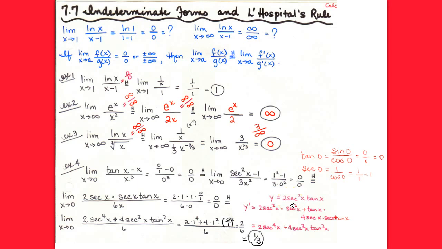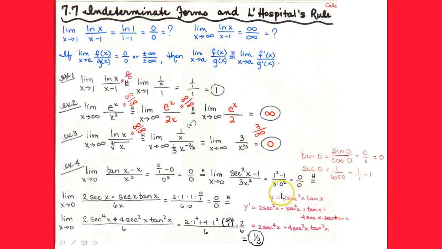So I'm going to say I have a product, so I'm going to do first times derivative of second plus second times derivative of first. Here's first, 2 secant squared, times derivative of second. Derivative of tangent is secant squared. So first times derivative of second, plus second, and now we need to go back and take the derivative of the first. Up here, I had 2 secant squared.